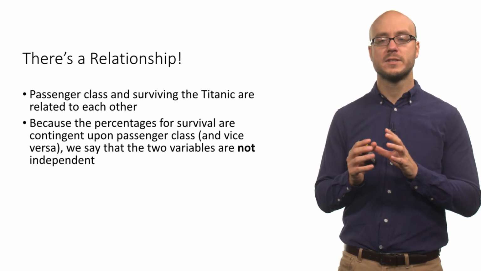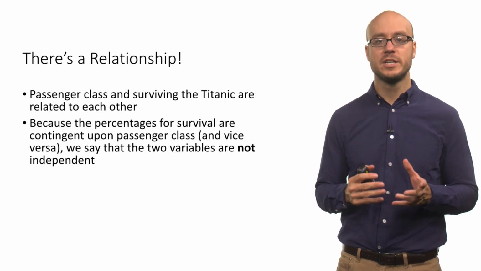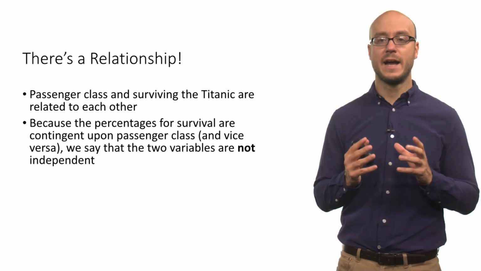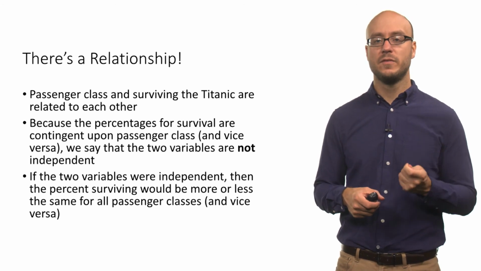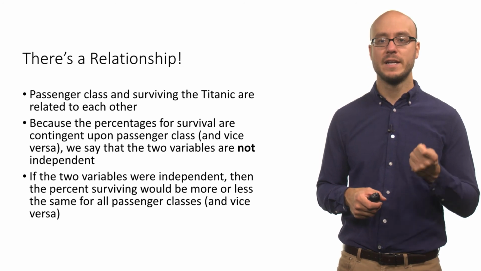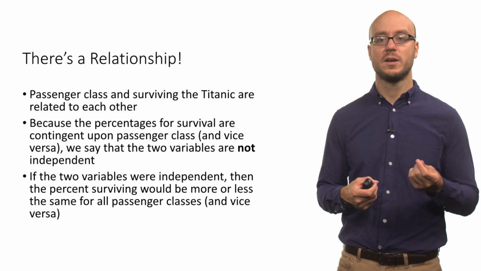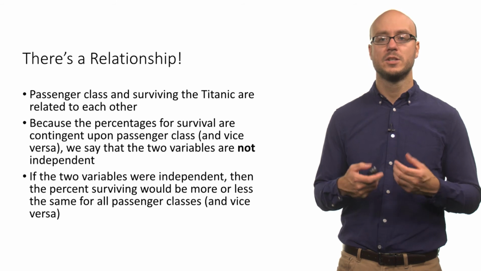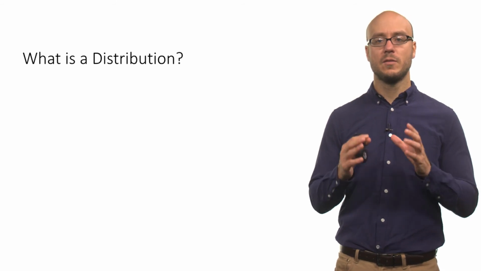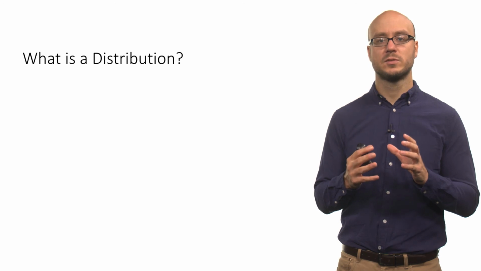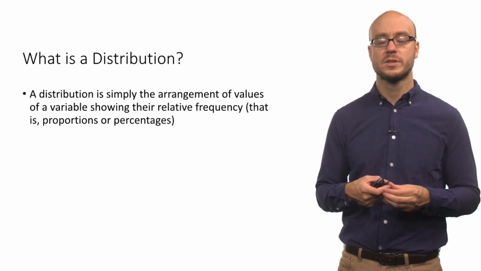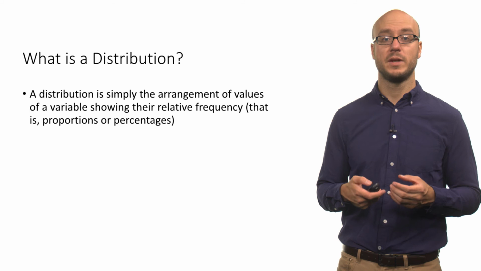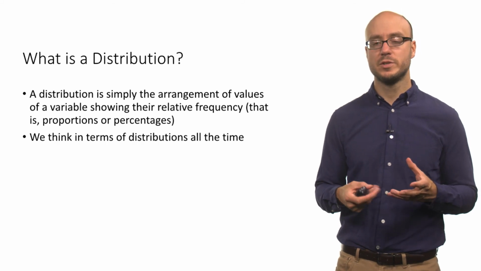The way to think about this is that since the percentages for survival are contingent upon passenger class and vice versa, these two variables are in fact not independent. If passenger class and surviving the Titanic were independent, then the percentage of surviving would be more or less the same for all passenger classes and vice versa. When we talk about this relationship, it's also useful to talk about distributions. A distribution is simply the arrangement of values of a variable showing their relative frequency, meaning the proportions or percentages. We think of distributions all the time.